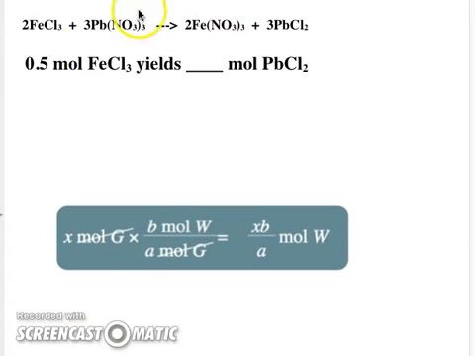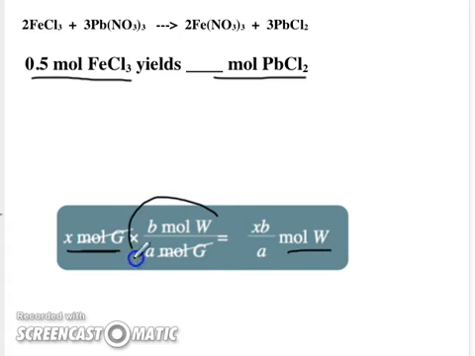Here's the other example from your notes. We have a different balanced equation up here, and now we have 0.5 moles of FeCl3 yields blank moles of PbCl2. So what's given is 0.5 moles of FeCl3. That's going to be the starting amount, so it goes in that place. What we're looking for is moles of PbCl2. That's where we're going to end up. That's the conversion factor that we have to set up.